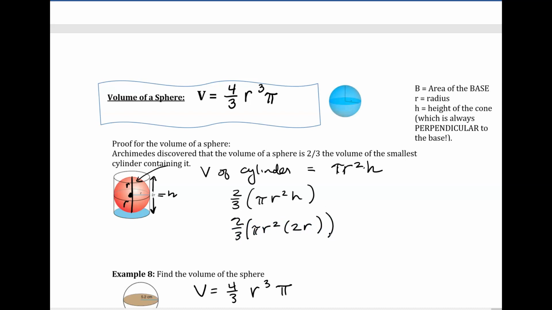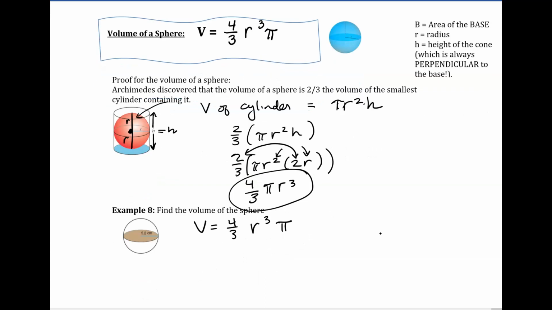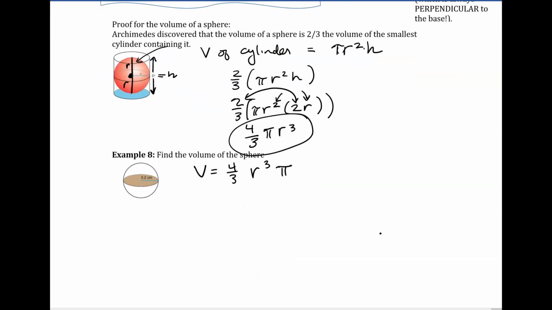So instead of height, I'm just going to write 2r. And then essentially we have an r squared and an r, which give us an r cubed. If you combine the 2 times the 2/3, that gives us the 4/3, and then the pi stays there. So that's how we get the 4/3 pi r cubed. This is not something you're going to have to prove in the homework or on the test, but I just think it's kind of interesting to go through that. So that gives us our formula for our sphere.